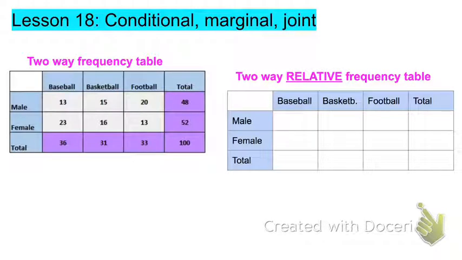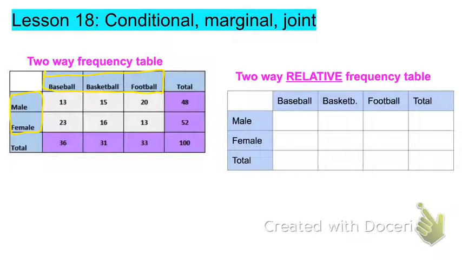Here's a little help for this lesson 18. Here is an example of a two-way frequency table. It's a two-way frequency table because there are two different sets of variables. We're looking at what sport they are in, and those are the top column here. And then we're also looking at their gender.